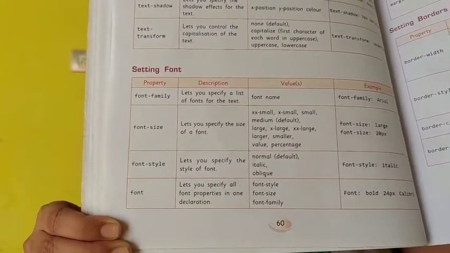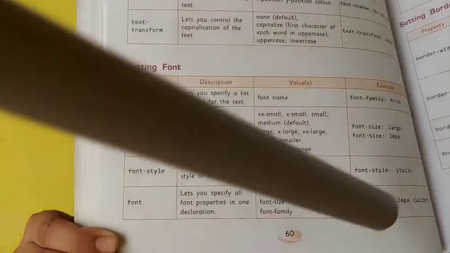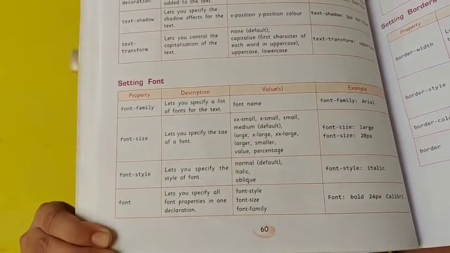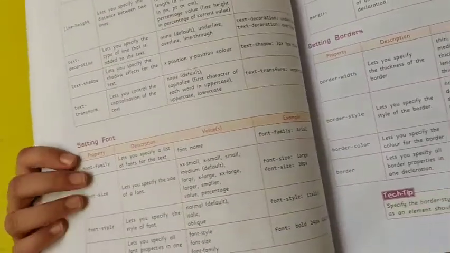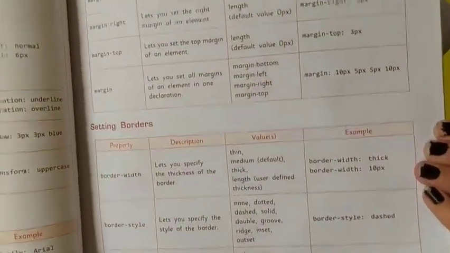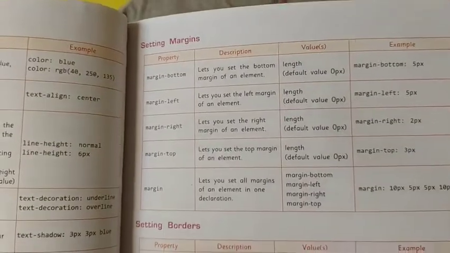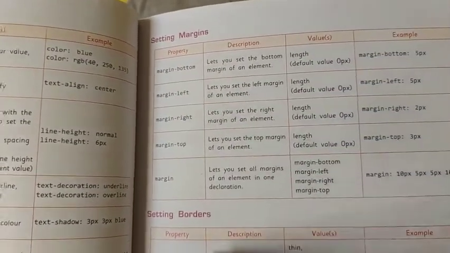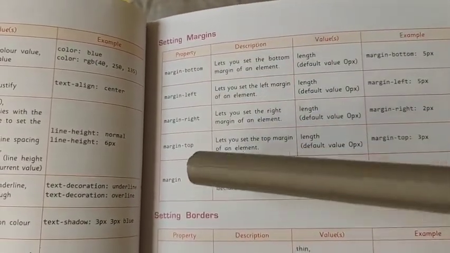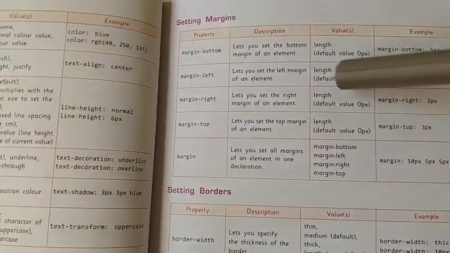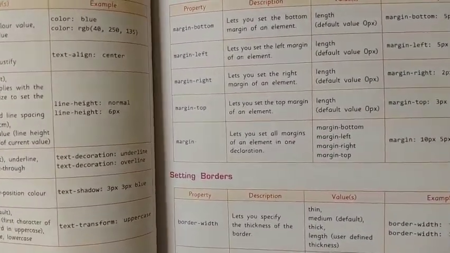Okay, so it is the name of the family which we have to specify. See, it is given in the example, font family Arial. Clear? Then come to the margins. You can see margins. For margins also, a different set of properties is given: bottom margin, left margin, right margin, top margin. Then values are given, then an example is given.